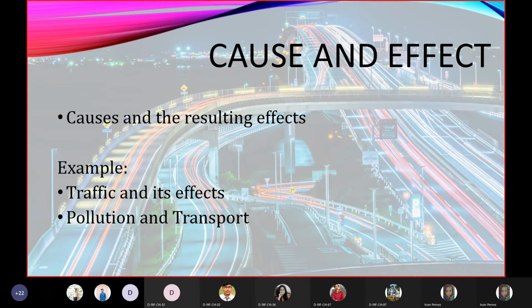So I hope the example in terms of transport is clear: what are the causes of traffic and how it affects, and what are the causes of pollution that is created by transport and what are its effects. I hope the term cause and effect is clear. If it is not, please write your queries.